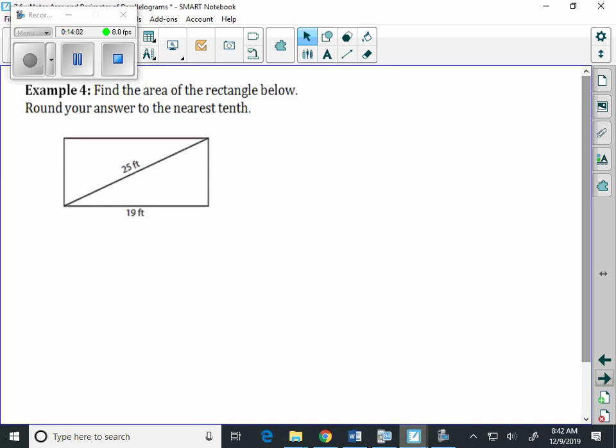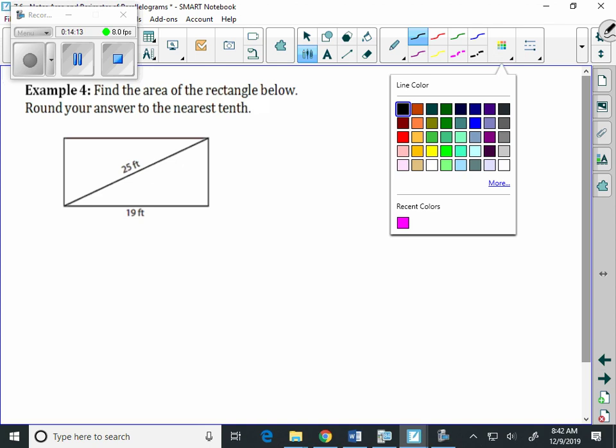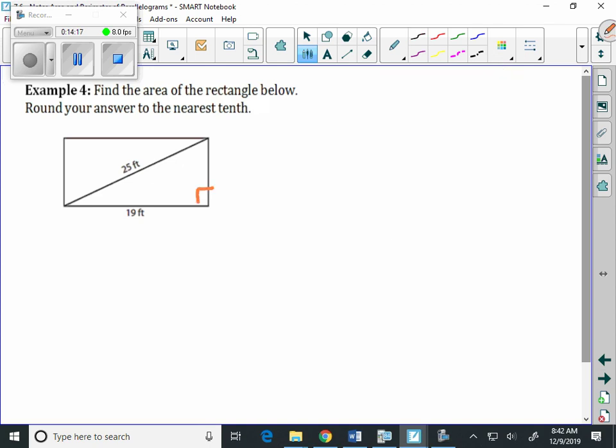Find the area of the rectangle below. Round your answer to the nearest tenth. Well, it's a rectangle. That's the nice part here. So a couple things we know, but one of the things that we know is that this is a right angle right there. And we only have to find the area on this one. So this is base times height. We know the base. It's 19. We need to find the height.